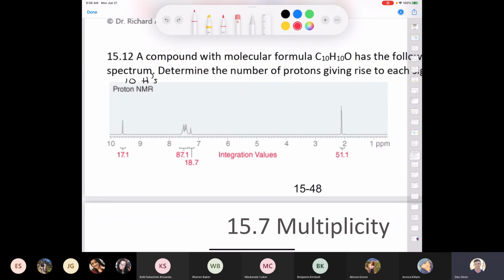So if we take 17.1, we divide it by 17.1, we get 1. If you take 87.1, divide it by 17.1, you get around 5-ish. Divide this by 17.1 again, and I'm really approximating here, but you get around 1-ish. And if you do it here, 17.1, you get around 3-ish. So then you have 1, 5, 1, and 3. You can see that 1 plus 5 is 6, plus 1 is 7, plus 3 is 10. So this must represent 1 proton, 5 protons, 1 proton, and 3 protons. And that's how you use integration.